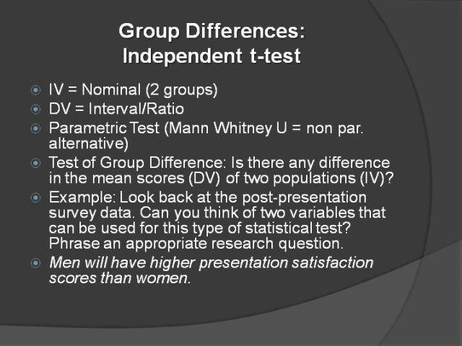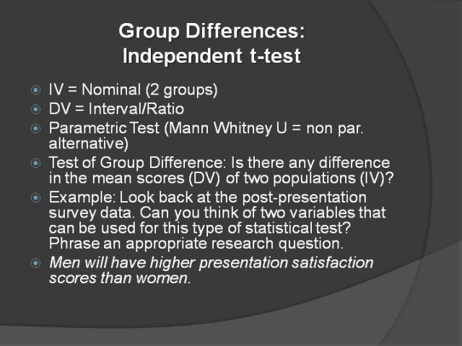Now, what I'd like for you to do is think back through the post-presentation survey data. This survey that we've been looking through, I want you to identify two variables that can be used for this type of statistical test, and phrase an appropriate research hypothesis. Again, pause the video for a moment and try to identify an independent variable that's nominal, that has only two groups, as well as a dependent variable which is interval or ratio.